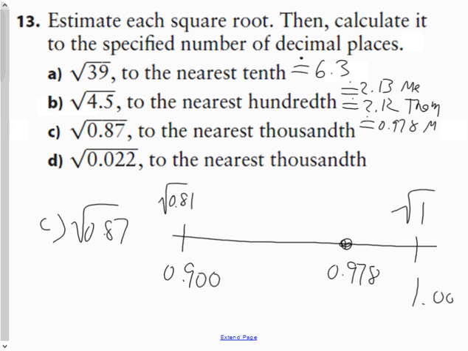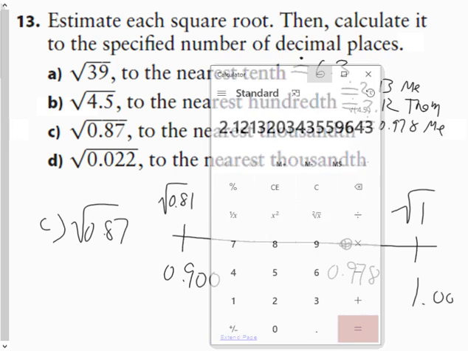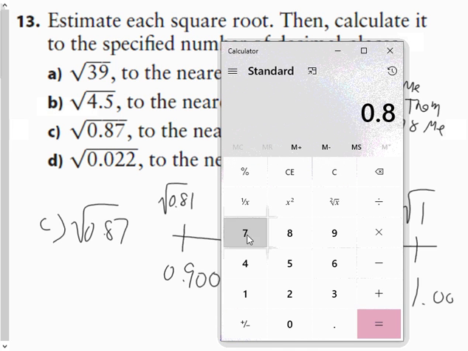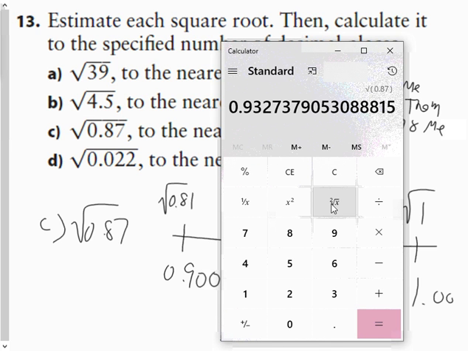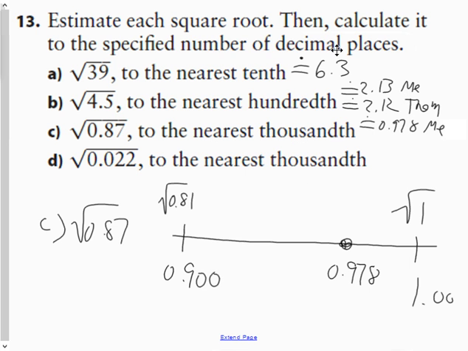Now the calculator: what is the square root of 0.87? Boy, if I'm close, this is going to be amazing. Oh, I'm way off. It's 0.932. How come I was so off? Oh, I know why I'm so off. Because right in the middle would have been 0.9, so my 0.978 should have been more over here somewhere. Yeah, I was way off on that one. Oh well, you get the idea.